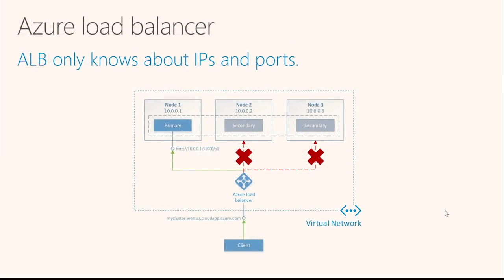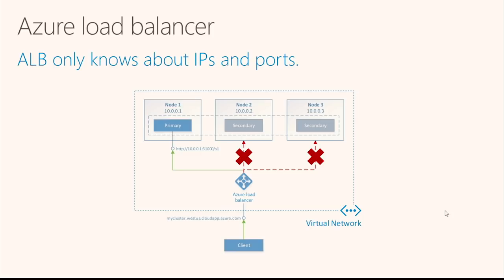Now, the reason you can't connect to that stateful service from outside the cluster directly when you're in an environment like Azure is because the Azure load balancer itself only knows about IP addresses and ports. It has no idea that there are services running on these VMs. It doesn't even know that Service Fabric is running on these VMs. And it certainly doesn't know about the service discovery mechanism.